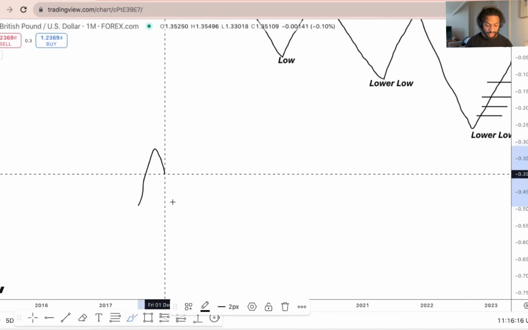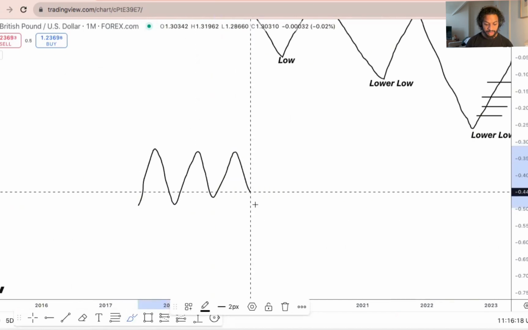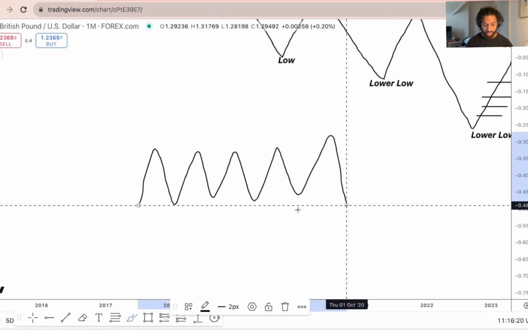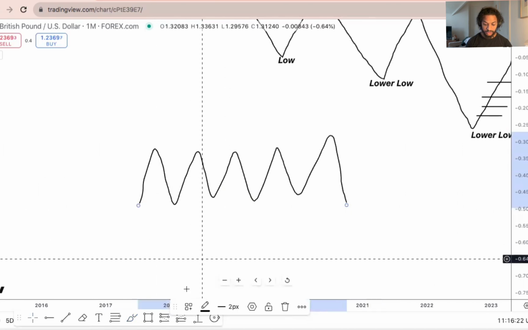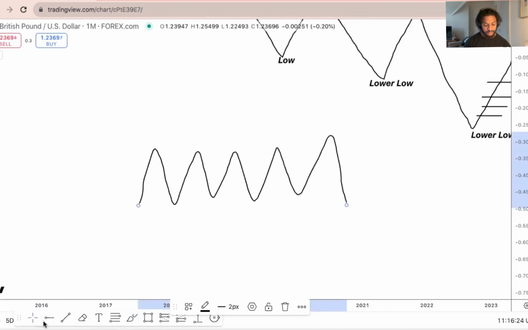Now, consolidating markets have no direction. It's going nowhere. It's going up, it's going down, it's going up, it's going down. In my opinion, these are times where you should actually avoid trading. Or if you are going to trade, it should be very, very short term trades, because if you've got no real direction, you're going to get frustrated.